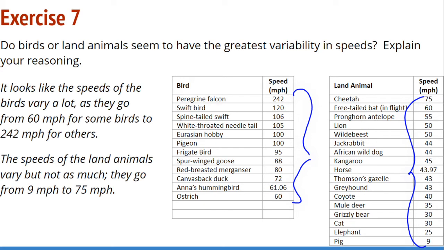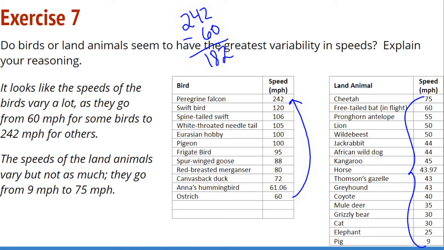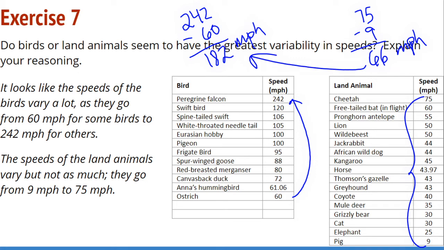Well, it looks like the speeds of the birds vary a lot. We have a range going from 60 to 242, which is a range of 182 miles per hour. Where with the land animals, we've got 75 going down to 9, and we've got a range then of about 66 miles per hour. That's almost 1/3 of the 182 miles an hour. So looking, we really have a lot of range for the birds, and not as much range for the land animals.